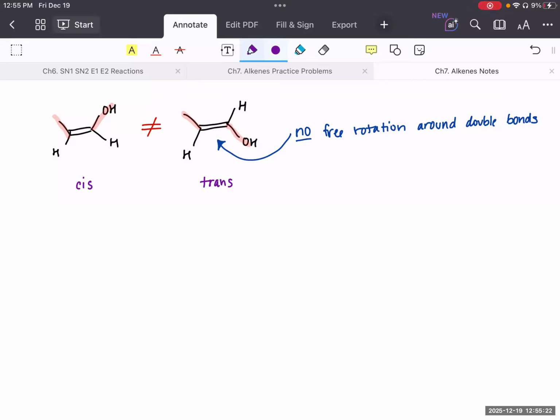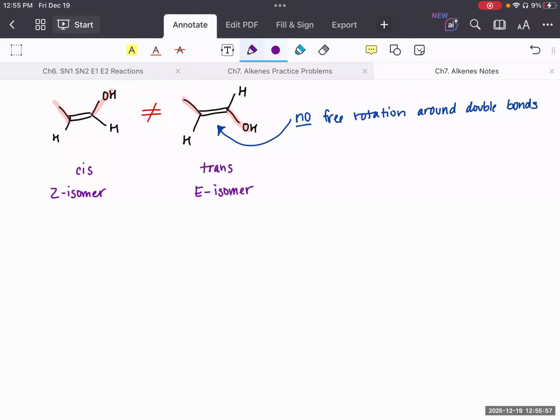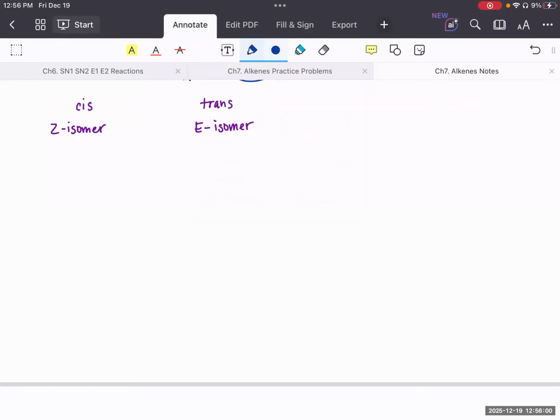However, cis and trans really only works if we have H's because those H's are small and we kind of don't really care about them. And so to differentiate between different types of alkenes where we have more substituents instead of H's, we use E and Z terminology. And so in the case of the cis, we end up calling it a Z isomer. And for trans, we call that an E isomer. And so for your nomenclature unit, you might have to use Z and E to differentiate between those alkenes. And so let's go into a little bit more detail about Z versus E designations.